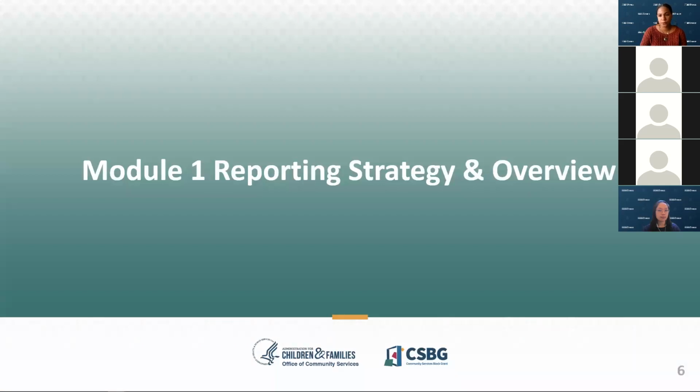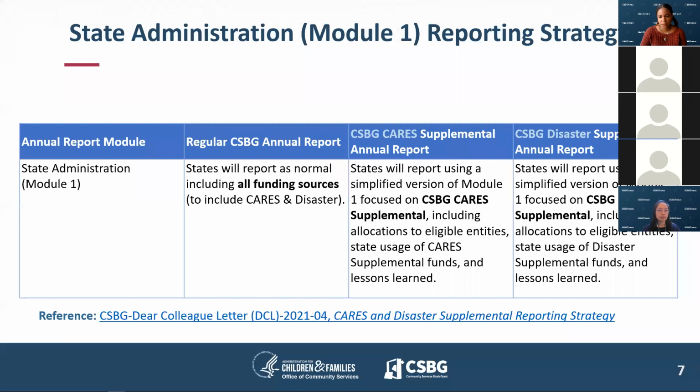Now let's discuss the Module 1 reporting strategy. This should also look familiar as we shared it last week, and it was originally shared in the Dear Colleague 2021-04. Again, this table provides a high-level overview of how states are expected to report for Module 1 of the CSBG, CARES, and disaster supplemental annual reports. As you may recall, Module 1 provides key information on how funds are distributed across eligible entities and the state assessment of compliance with organizational standards.